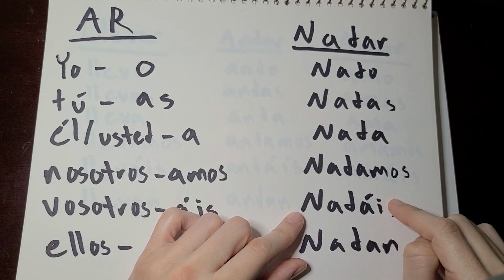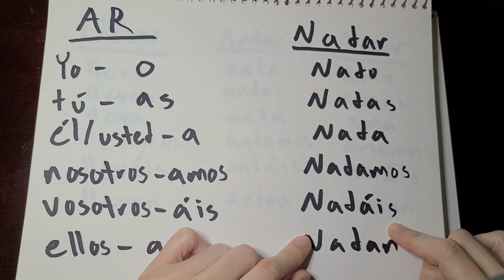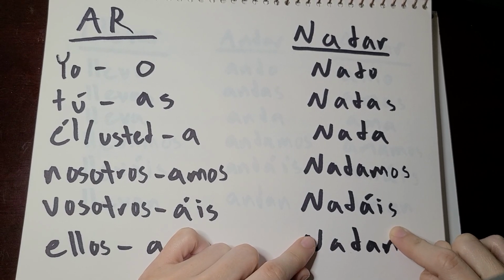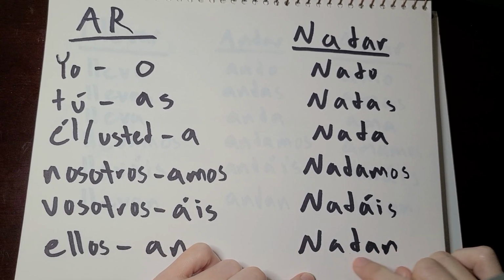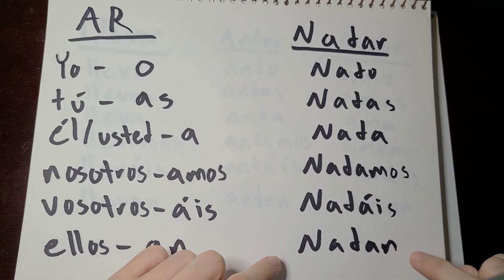Nadamos, that means we swim. Nadáis, that means you all swim. The informal version of you all swim that you will never hear, I promise you. Nadan, they swim, or you all swim. Use this form.